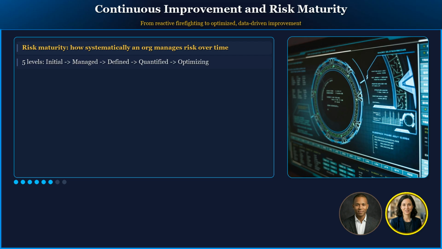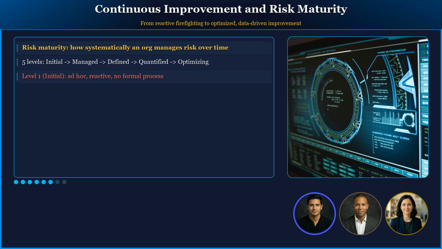The maturity model concept borrows from the Capability Maturity Model Integration Framework. The 5 levels go from initial, where everything is reactive and undocumented, through managed, defined, quantitatively managed, and finally optimizing, where the process continuously improves based on measured data.